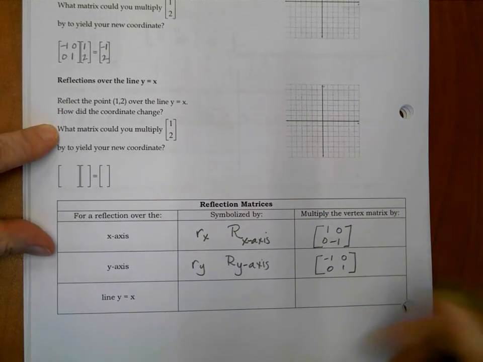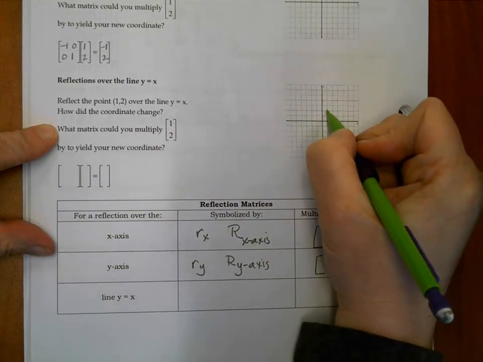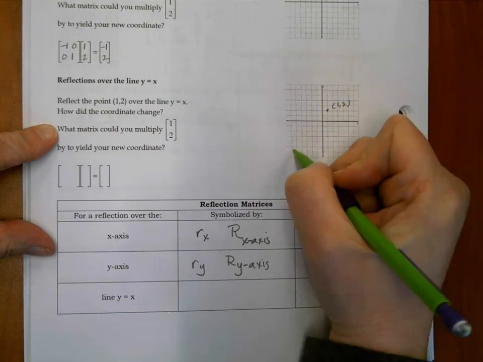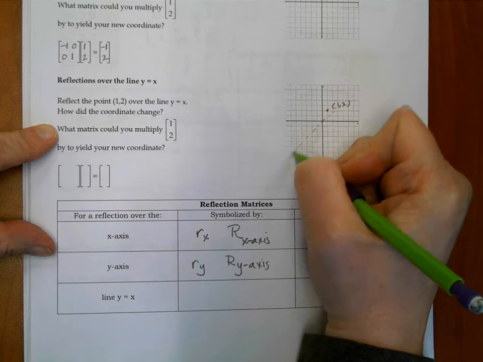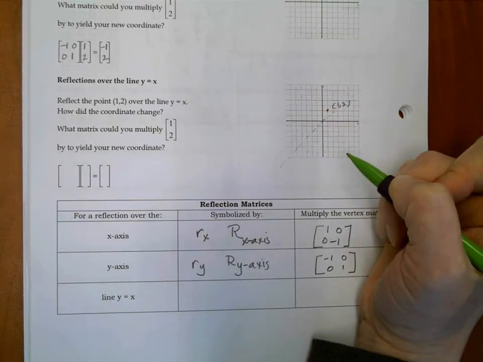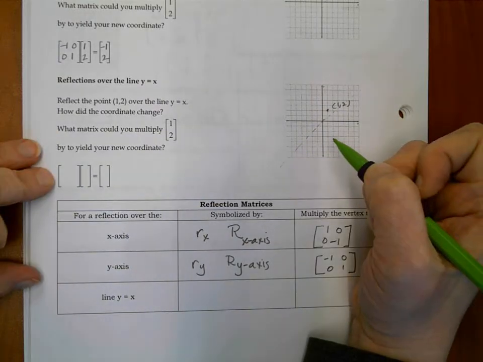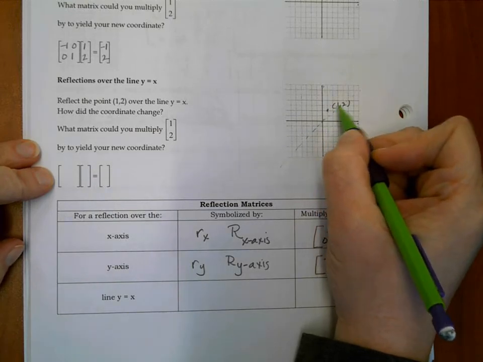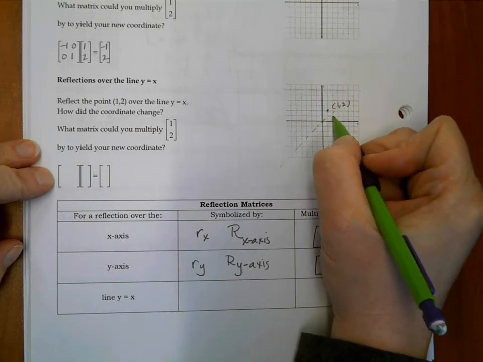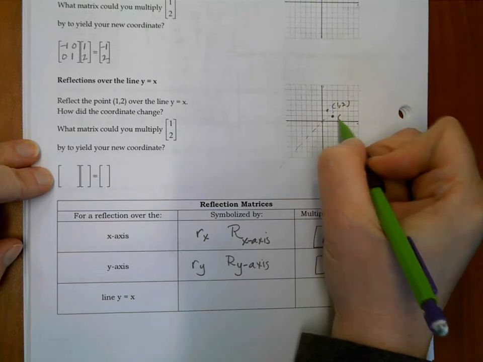Okay, and then reflecting over the line y equals x. So here's the point 1, 2. The line y equals x is the one that goes right through the middle of everything, right? Slope of 1 and y-intercept of 0. And what happens is that the points interchange. So 1, 2 reflects to be at 2, 1. It's like flipping over that line right there.